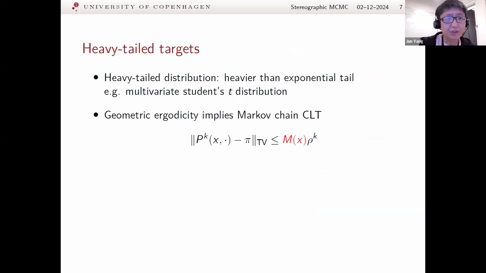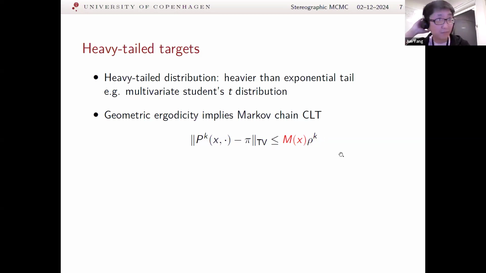Before I introduce the result, I will show you the definition of geometric ergodicity. Roughly speaking, if a Markov chain is geometrically ergodic, then starting from some initial distribution x, after k iterations the distribution of the sample is close to the stationary distribution in total variation distance, upper bounded by this bound. There's a constant M which depends on the initial state, and also a constant rho to the power k.